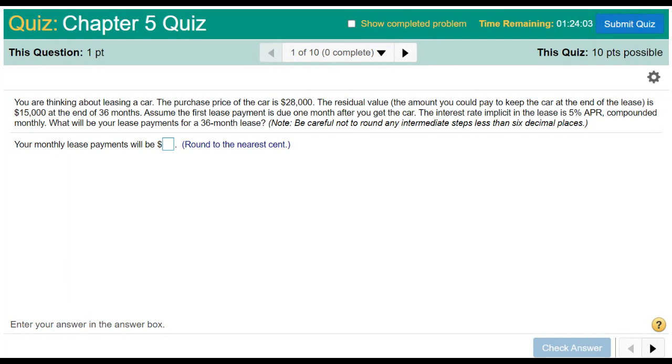Once we have the subtraction between the purchase price and the present value, now we're going to say n equals 36, I/Y equals 5 divided by 12. We're computing for payment, so we leave payment alone. Future value is 0, and the difference between the 28,000 and the 15,000 present value is what goes into the present value. And then we compute for payment.